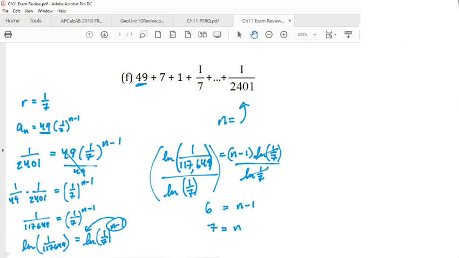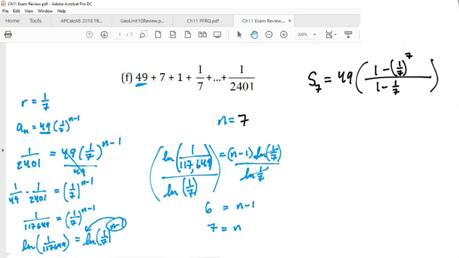Well, that's not our answer. That is just the n for this term. So how many terms are there? There's 7 terms. What does that mean we can do now? Now we can go S sub 7. We take the 49 and put it first, and then multiply this by 1 minus 1 over 7 raised to the 7th over 1 minus 1 over 7. Now this is a dirty, dirty problem.